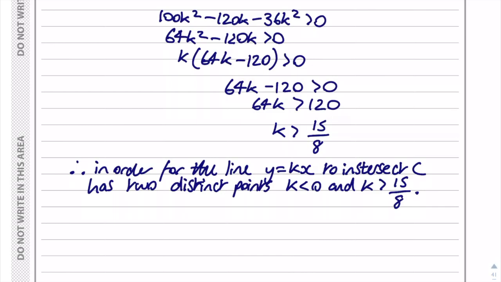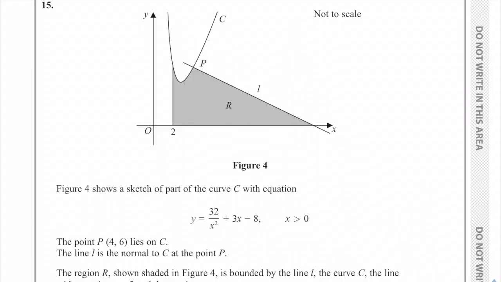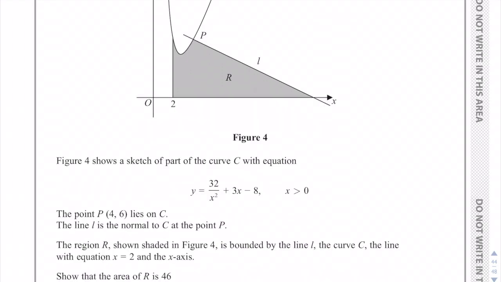And that's question 14. Question 15. Figure 4 shows a sketch of part of the curve C with equation y equals 32 over x squared plus 3x minus 8, where x is greater than 0. The point P, 4, 6 lies on C. The line L is the normal to C at the point P. The region R, shown shaded in figure 4, is bounded by the line L, the curve C, the line with equation x equals 2, and the x-axis.